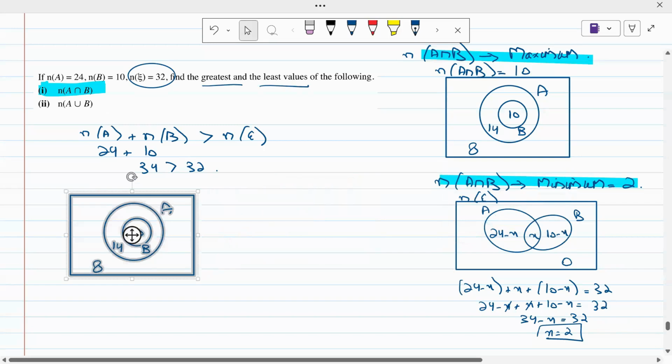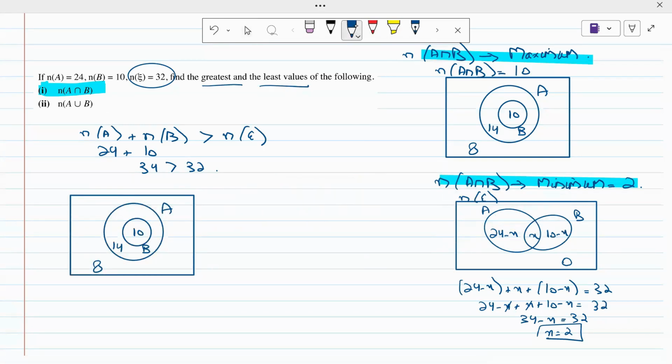So this was the case, right? For union, first we have to make the union minimum. So n of A union B, we have to keep it to a minimum. Always remember, whenever A union B is to be minimum, it's always the case of subset. And here you can see the minimum value of union would simply be 14.